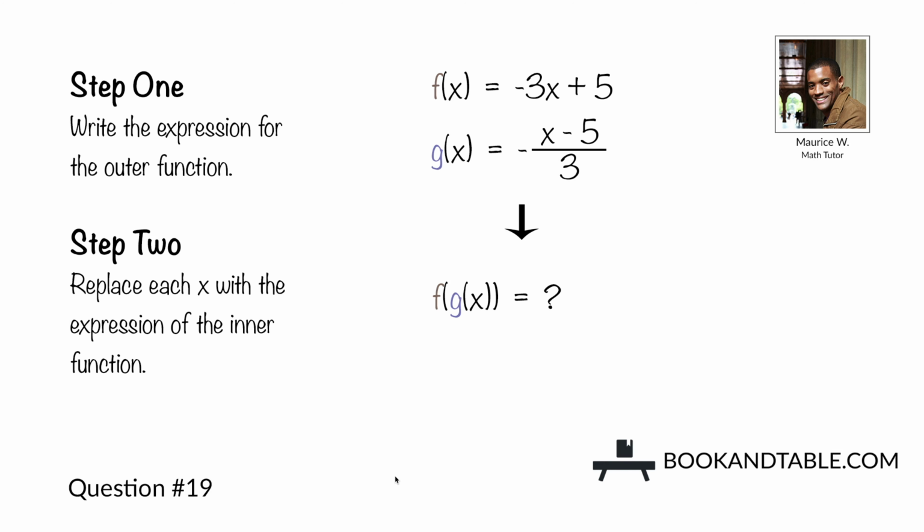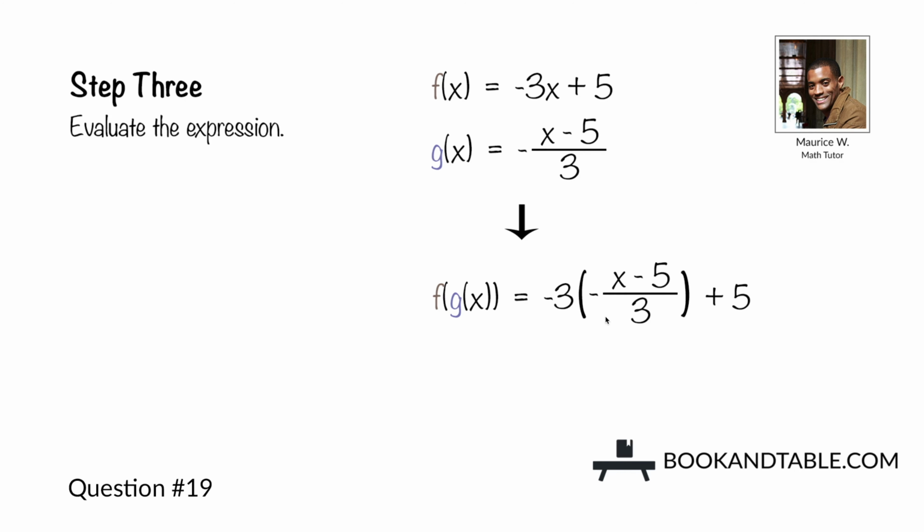Step 1, write the expression for the outer function, the f function. So that would be negative 3x plus 5. And now step 2, we want to replace each x with the expression of the inner function, which is the g function. So we replace this x here with negative x minus 5 over 3. And now we want to evaluate this expression.